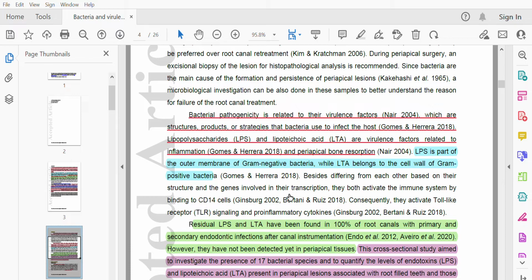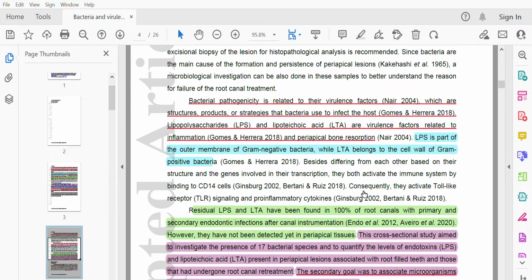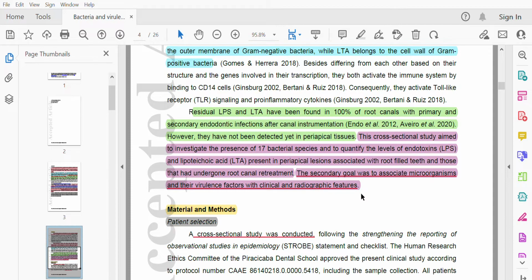These virulence factors, lipopolysaccharides, which is part of the outer membrane of gram-negative bacteria, and lipoteichoic acid (LTA), which belongs to the cell wall of gram-positive bacteria, are the virulence factors related to inflammation and periapical bone resorption.